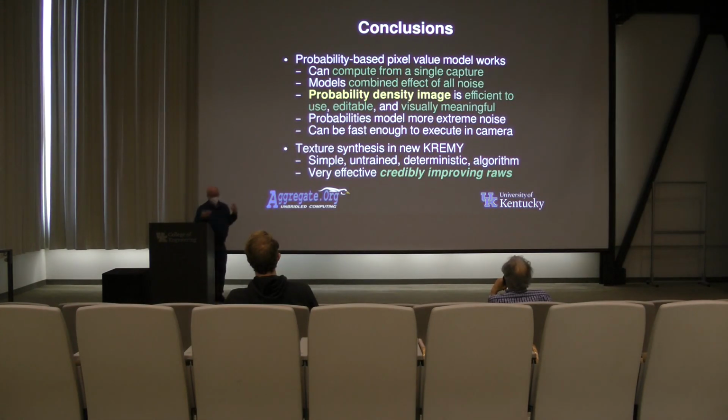So, in conclusion, probability-based pixel value models do work. We've used them for years. They're getting better, and there's more that you can do with them still, I'm sure. Also, let me just say, I'm talking about them working for taking a raw image and improving the raw. You can still do plenty of noise reduction after that.